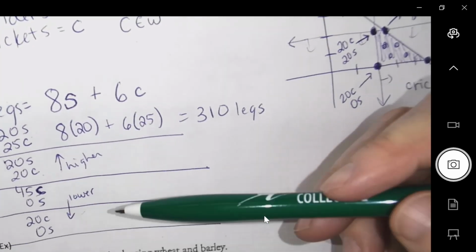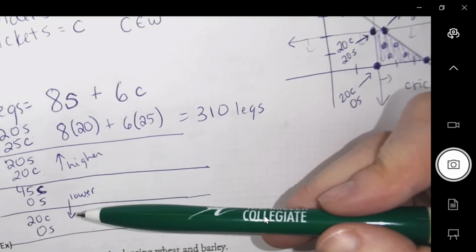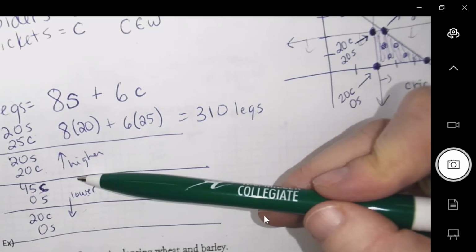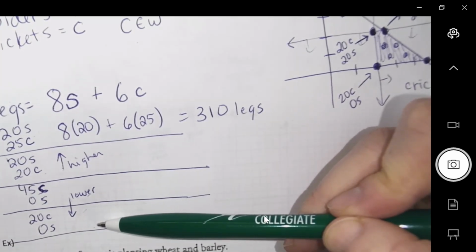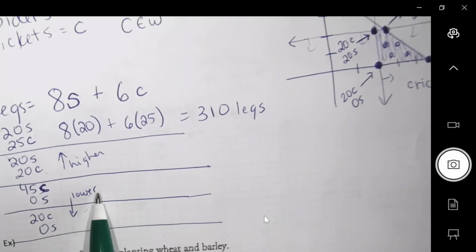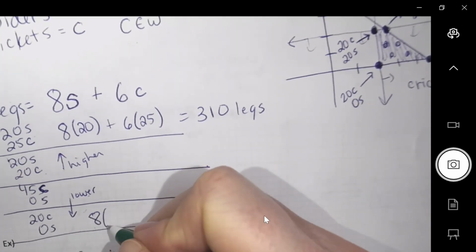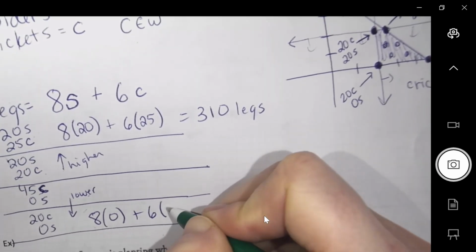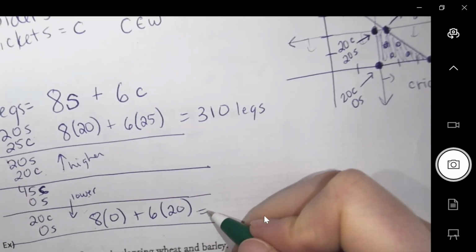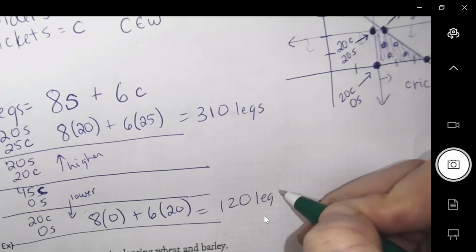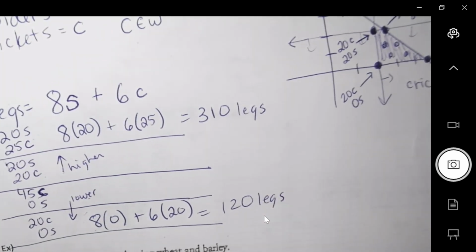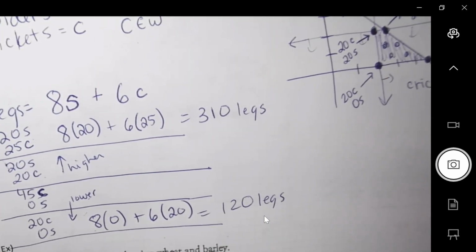And then I'm very confident that this one will be lower than that one, right? So I'm not even going to bother with the math on that one, because I can see mathematically 0 spiders plus 20 cricket legs means the lowest amount of legs is 120. Okay?